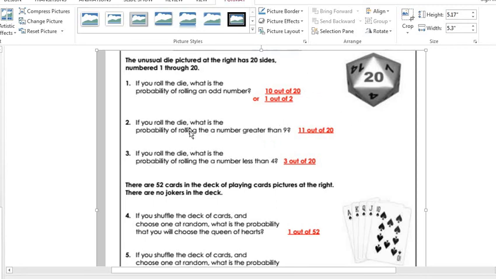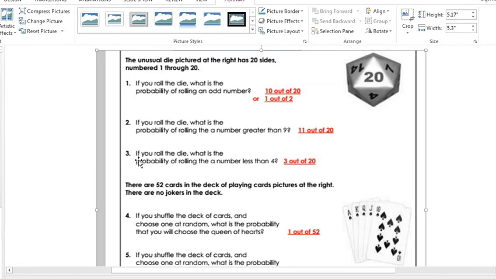If you roll the die, what's the probability of rolling a number greater than 9? I will look at the numbers greater than 9. Count after 9: 10, 11, 12, 13, 14, 15, 16 until I get to 20. So the answer will be 11 out of 20.